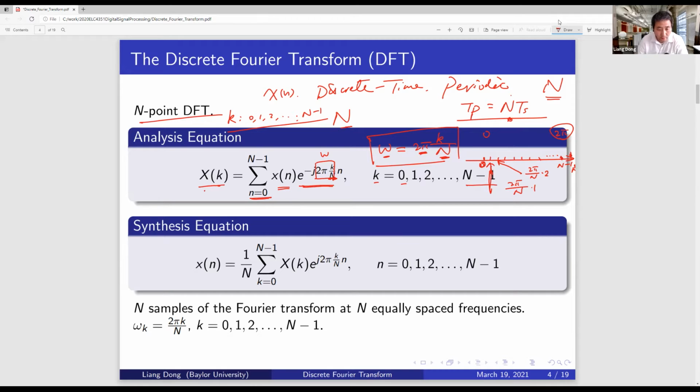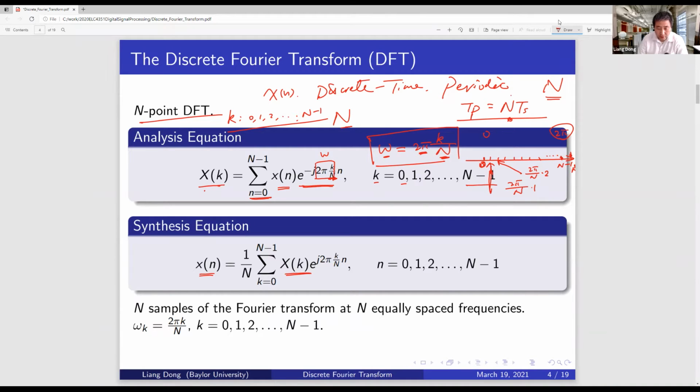The synthesis equation, on the other hand, is where we have capital X and want to find little x. From the frequency domain X, find the time domain x. The equation looks very similar, but it goes in the other direction.